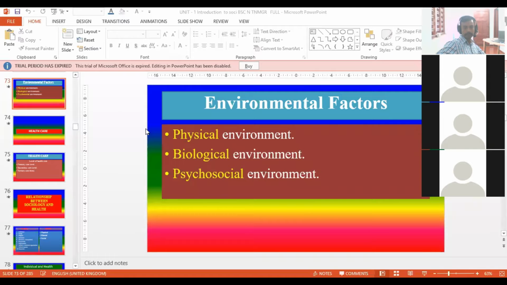I would like to share a PowerPoint presentation. Yesterday we learned about health versus society. In the last session I emphasized that infectious diseases are determined by society. Hence, society can control every factor.